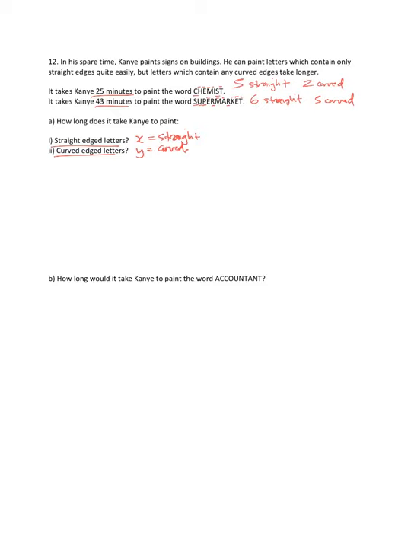If X is the time it takes to paint straight letters. So for the first equation, chemist, 5x plus 2y is going to be 25. The second word, 6 straight plus 5 curved is 43. These are our equations now. Let's look at y this time. Change it up a little bit. And because I can notice 5 and 6, they go into 30. I want to do big numbers like that.